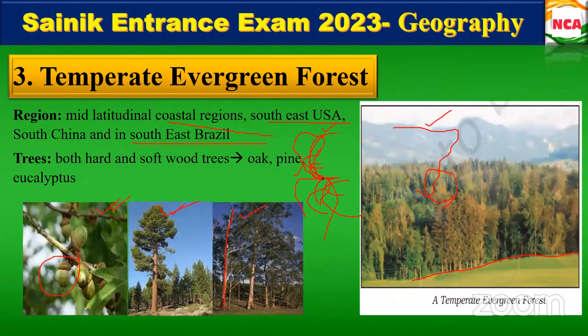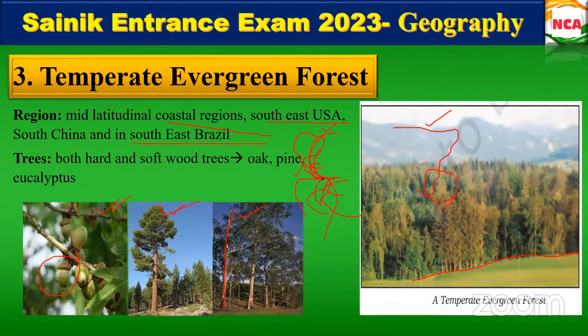Okay. Next, we have seen temperate evergreen forest. This temperate evergreen forest is found in mid-latitude coastal regions, Southeast USA, South China, and then Southeast Brazil. Okay, you can see all these temperate evergreen forests are found in the eastern part of the continent. Okay, eastern part of the continent.